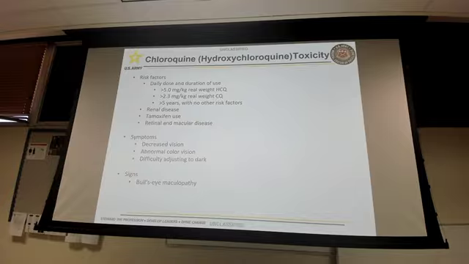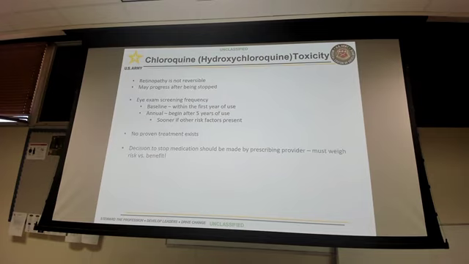Symptoms range from decreased vision to changes in their color vision and difficulty adjusting to the dark. Classic sign for toxicity is what we call bullseye maculopathy. So over that macula, you'll see a bullseye pattern to it. Now, unfortunately, whatever changes occur are not reversible. Even after you stop the medication, there could still be progression.